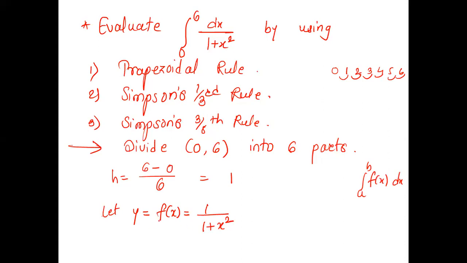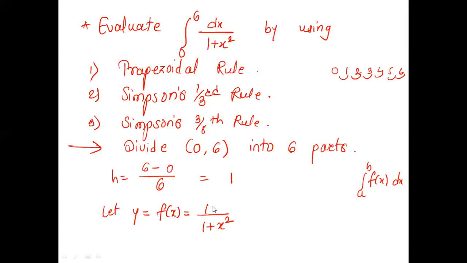Okay, so now you have to make a table of x and y. These are your x, 0 to 6, a to b, whatever they are. And this is your y. Y is f of x, which is 1 upon 1 plus x square. You have to make a table.